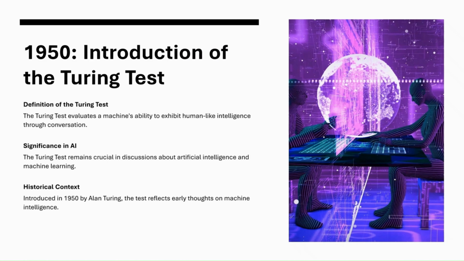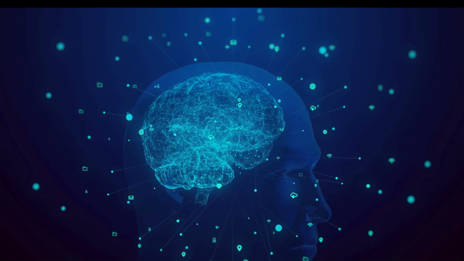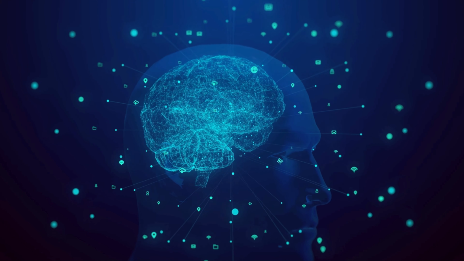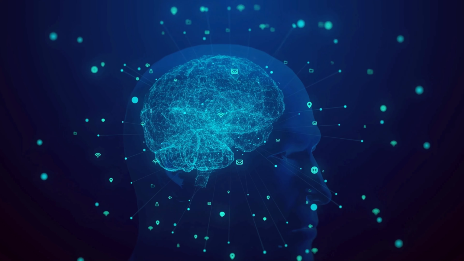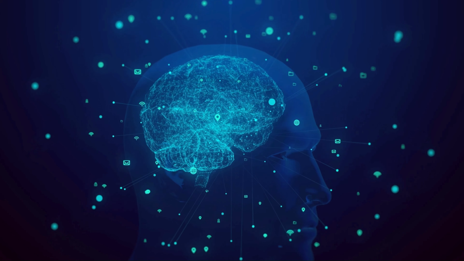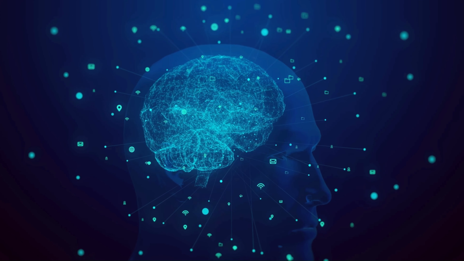In 1950, Alan Turing introduced the Turing test. It was meant to check if a machine could act so much like a human that people couldn't tell the difference. This idea is still important in AI today. The term artificial intelligence was first used in the 1900s, marking an important moment in the growth of the field, during the time when early computer systems were built to copy human thinking.